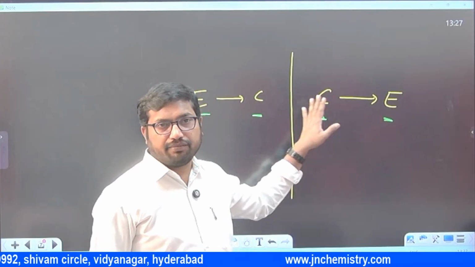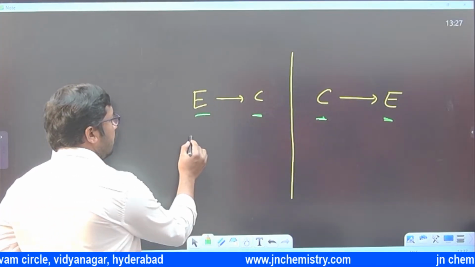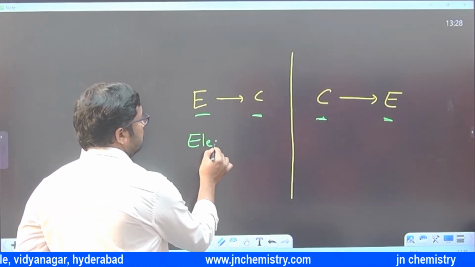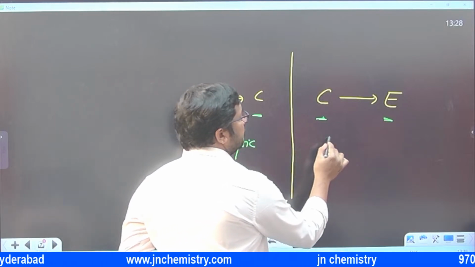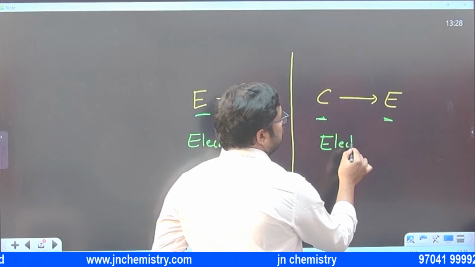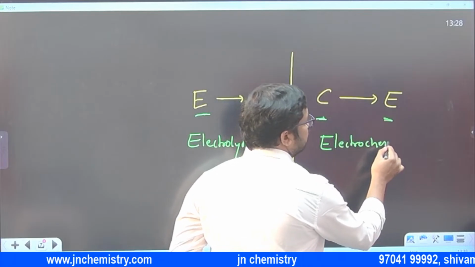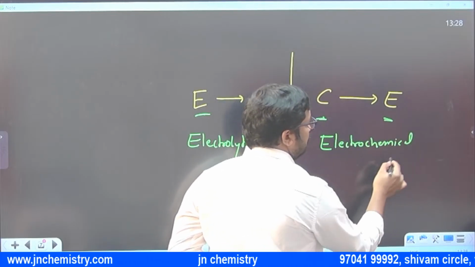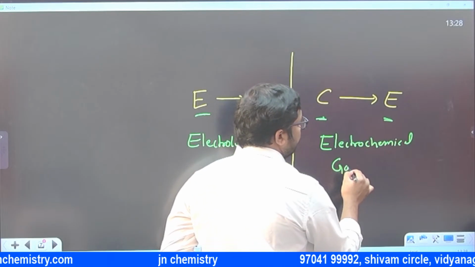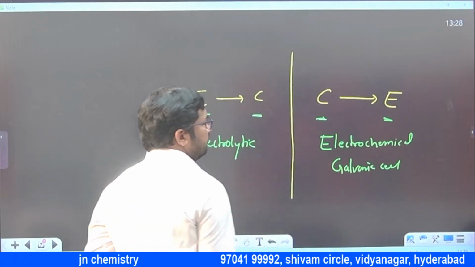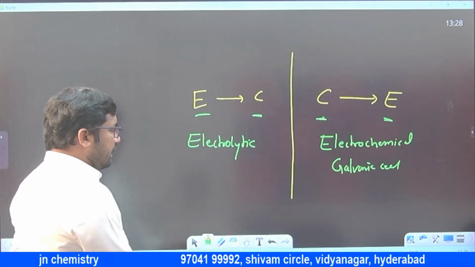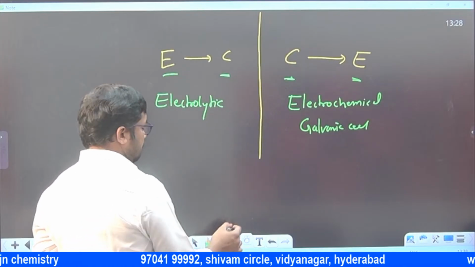These two are very important. This is called the electrolytic cell. Electrolytic cell. This is the electrochemical cell. Electrochemical cell, or we could say the galvanic cell, galvanic cell, voltaic cell. So what is the main difference in these two cases?